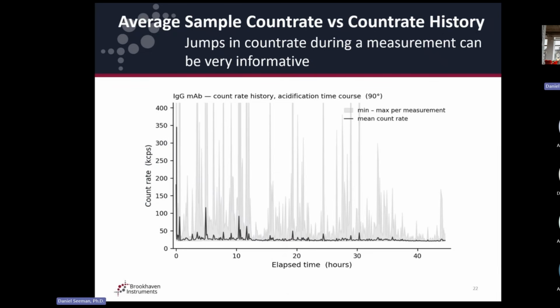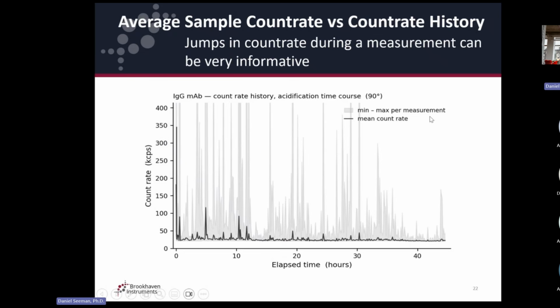So we look at all the data together. At time 0, rapid acidification by addition of a small amount of nitric acid. What we're seeing here in black is the average count rate for an individual measurement, and what we're seeing in gray is the max count rate observed in each individual count rate history. Again, a little bit of clustering.